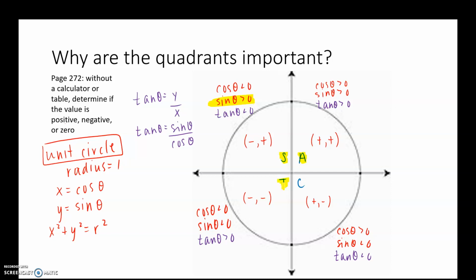The T in the third quadrant, hold on, honey. Sorry about that. Maggie's ready to clean the house today.